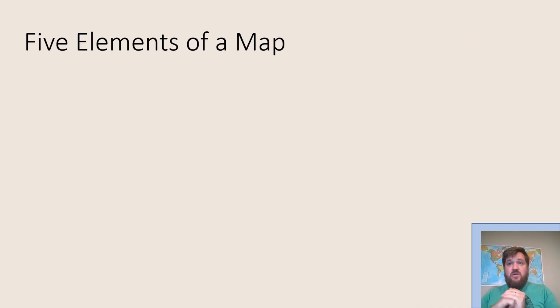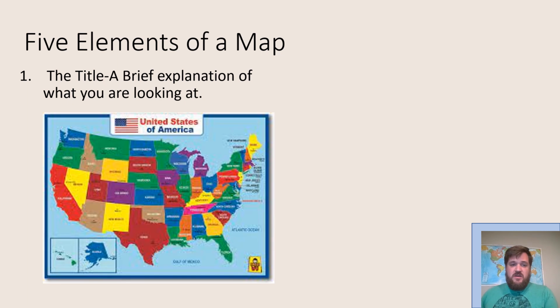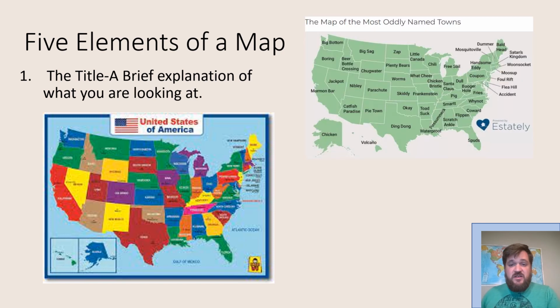Maps can have all kinds of information on them, but there are 5 elements or parts of a map that are really important. So the first element is a title. It's a brief explanation of what you are looking at. So I can look at this and say, oh, the title is United States of America. That's what it's about. I can look at this map and say, oh, map of the most oddly named towns. And I can see that's what the map is going to be about. And Nebraska has a town called Worms. That's pretty amazing.